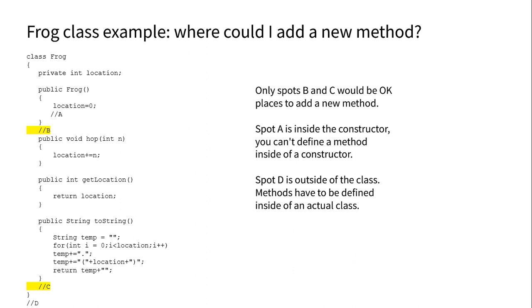Only spots B and C would work if we were going to add a new method. Why does A not work? A is inside of a constructor. You can't write a method inside of a constructor. You can't write a method inside of a method.